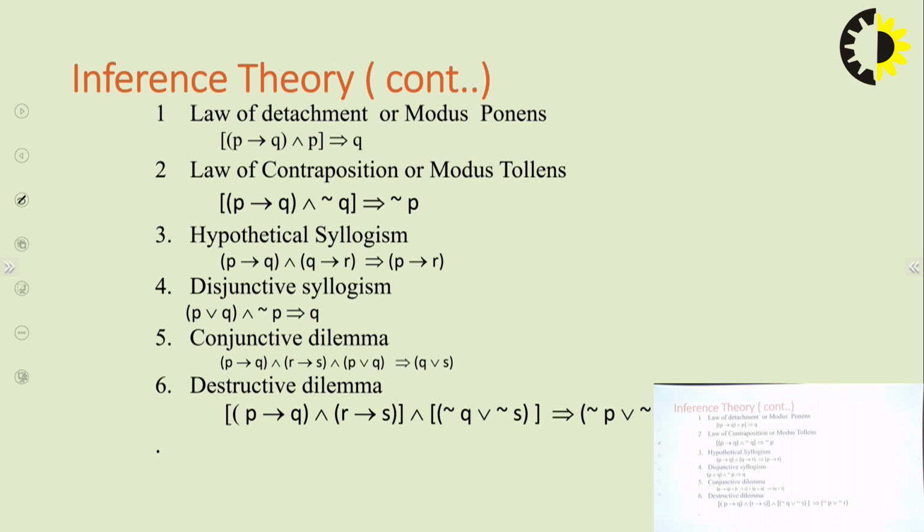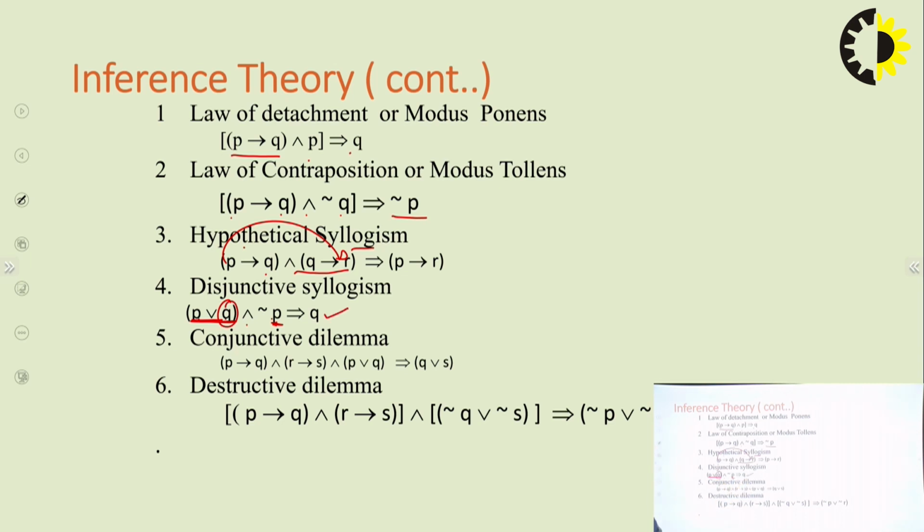These are the symbolic forms of all these laws. Law of detachment: if P implies Q and P is also true, then Q is also true. If P implies Q and Q is false, then P also has to be false. This is modus tollens. Hypothetical syllogism says P implies Q and Q implies R, then P implies R, right? Disjunctive syllogism says if P or Q is true, but P is false, then Q has to be true.